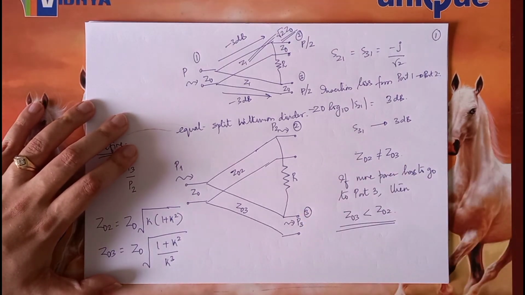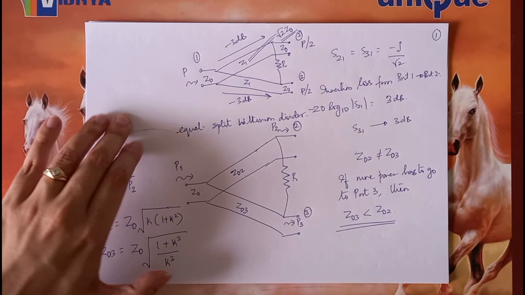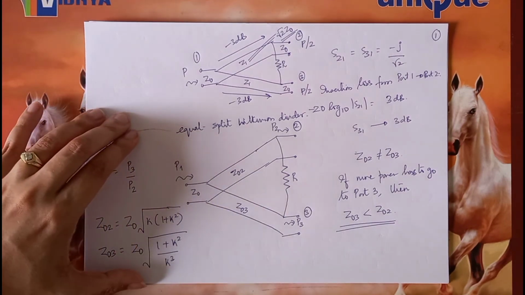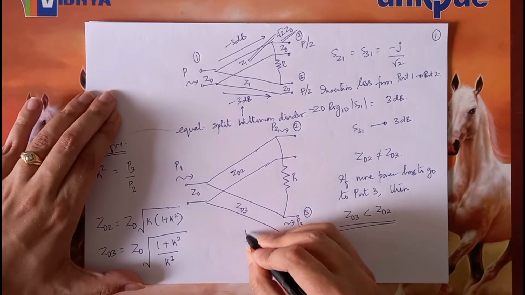But there is one catch over here. The network would then become unmatched. That is the drawback of the unequal split Wilkinson power divider.